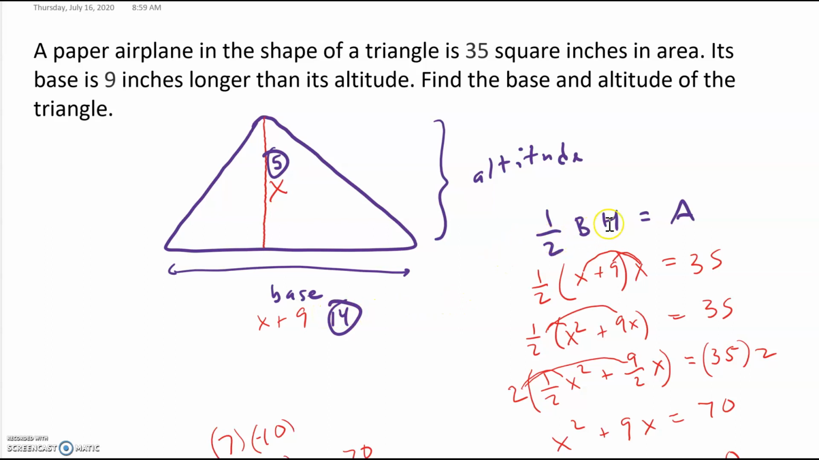If you want to double check, is half times base times height equal to 35? Let's do this real quick. 1/2 times 5 times 14. Well, 5 times 14 is 70, and times a half is 35. So it checks out. I know for sure that that's the right answer. And that's it for this question.